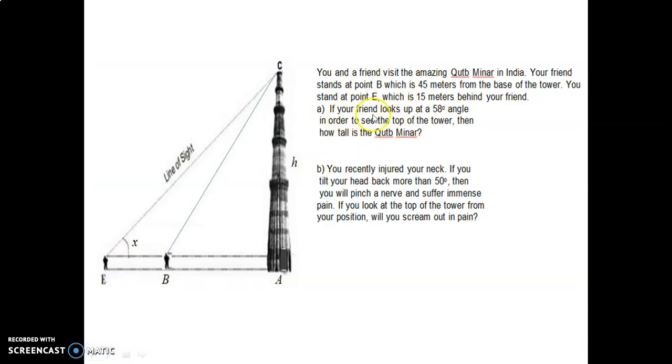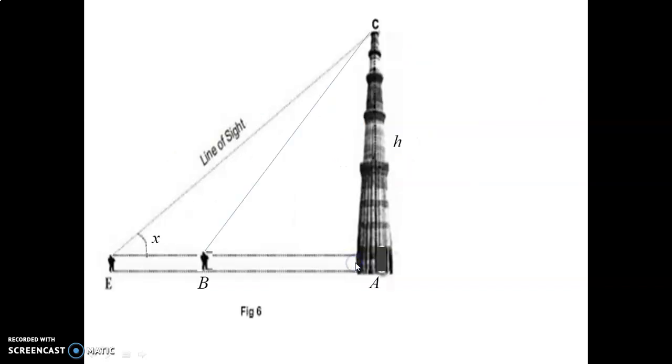Okay, question number 1. Actually, take a look, see if you can answer question A. Try it now. Okay, so question A. We were given that there's this person here, they look up at 58 degrees to the top of the tower, and that you are standing 15 meters behind that person, and I think it was given that they're 45 meters from the tower. And it said, what's the height of the tower?